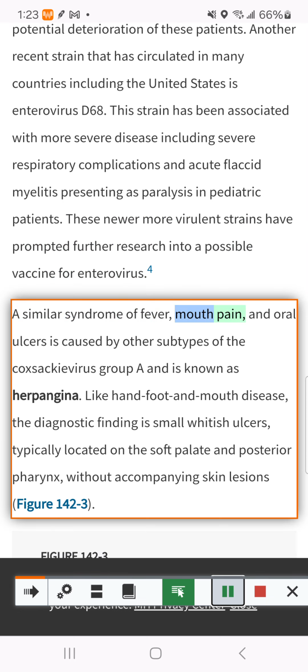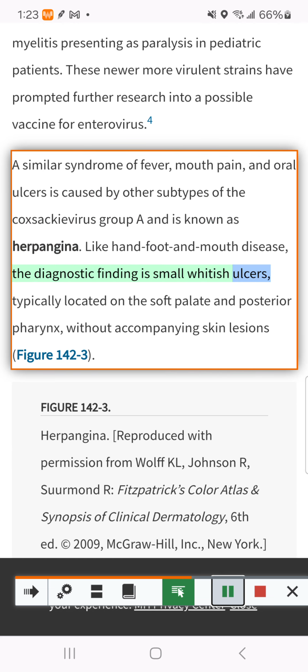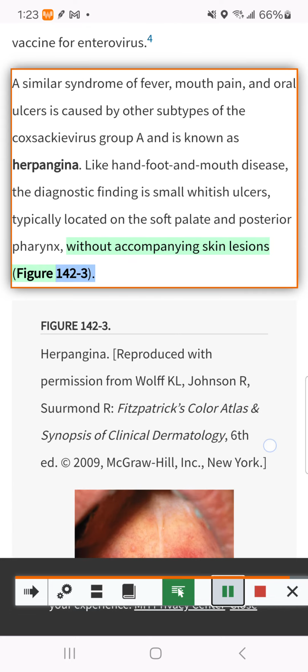A similar syndrome of fever, mouth pain, and oral ulcers is caused by other subtypes of the coxsackievirus group A and is known as herpangina. Like hand, foot, and mouth disease, the diagnostic finding is small whitish ulcers, typically located on the soft palate and posterior pharynx, without accompanying skin lesions, figure 142-3.